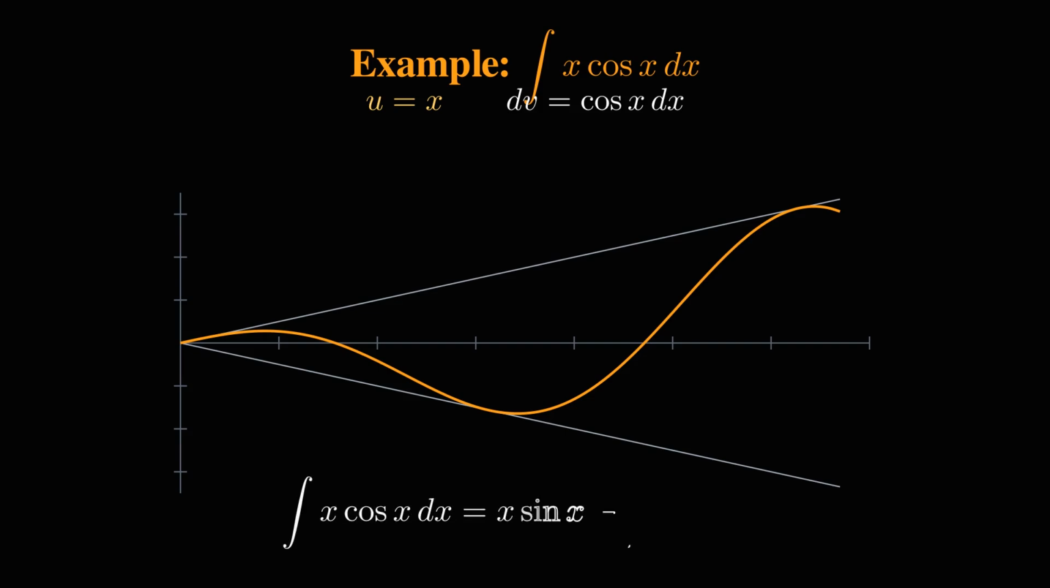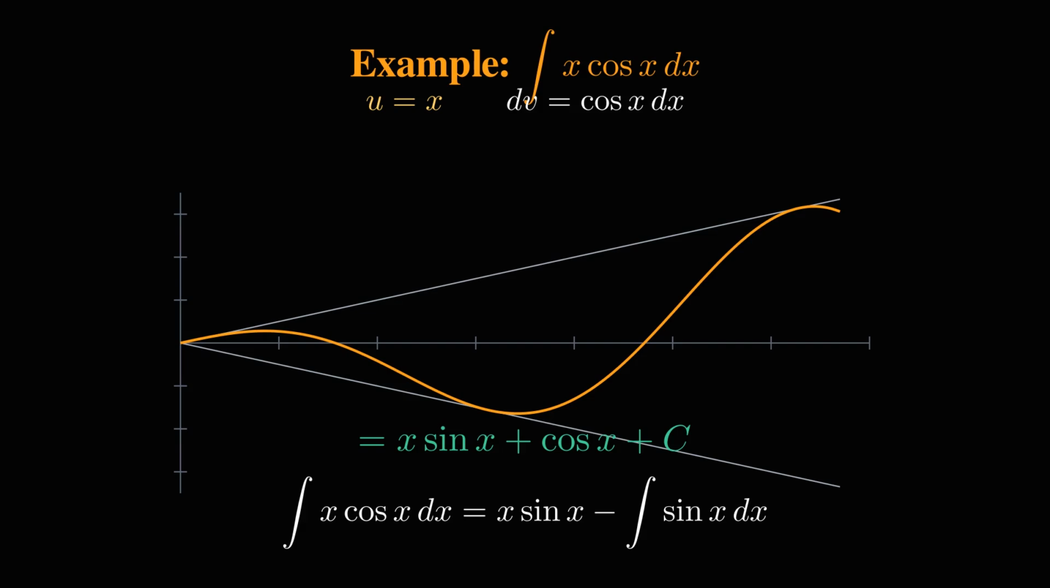So the original integral is x sine x minus the integral of sine x dx. And that leftover integral is negative cosine x. Subtracting it gives x sine x plus cosine x. Add the constant at the end, because indefinite integrals always keep a spare key under the mat.